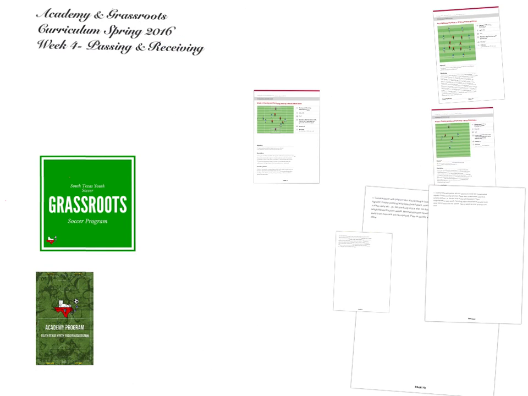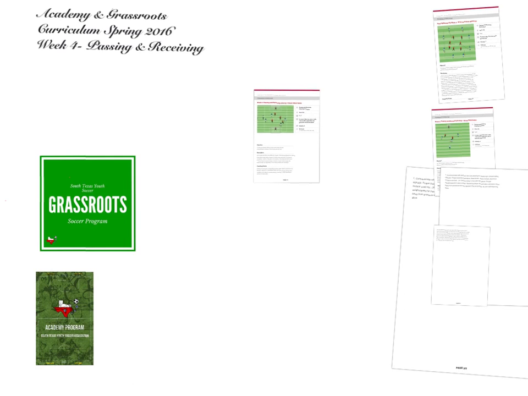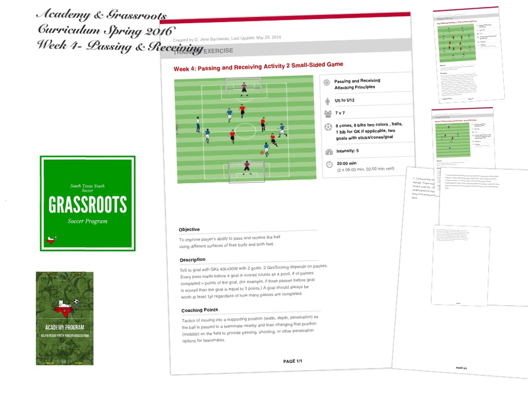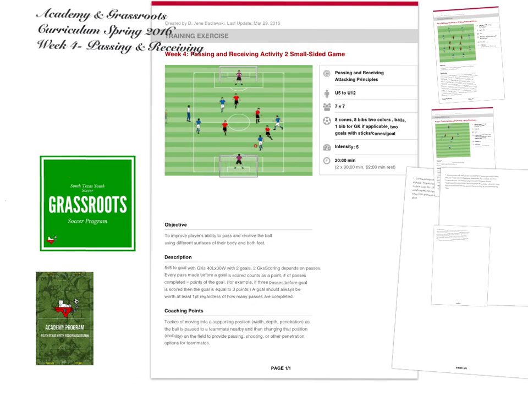The last activity expands on activity 2, and it is a 5v5 game. This is a great game to build on the second activity, the smaller-sided game. In this activity, we're going to continue to work on the objective of improving a player's ability to pass and receive the ball using different surfaces of their body and both feet. This is a 5v5 game to goal with goalkeepers. There are 2 goals. The approximate size would be 40 yards long by 30 yards wide.